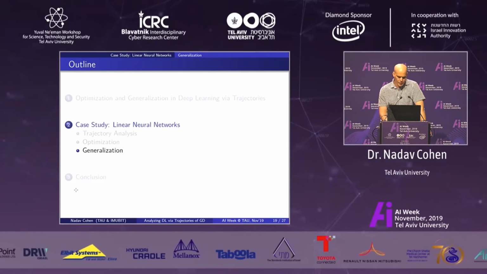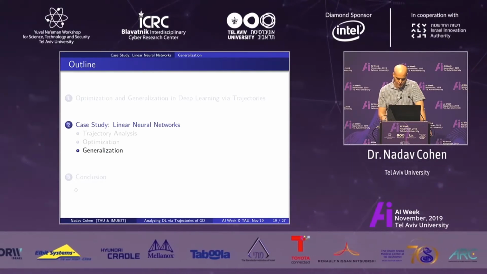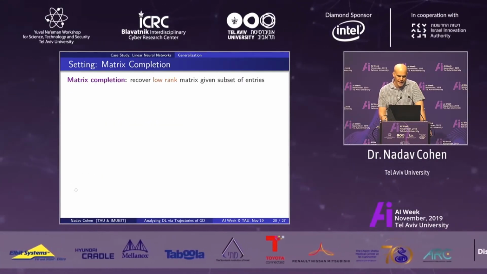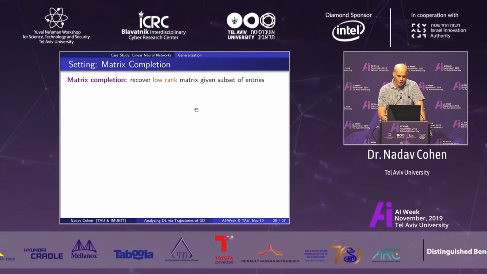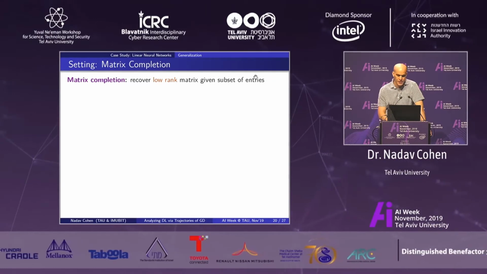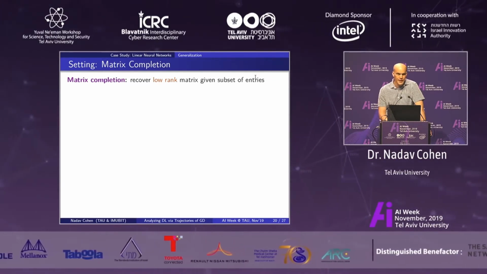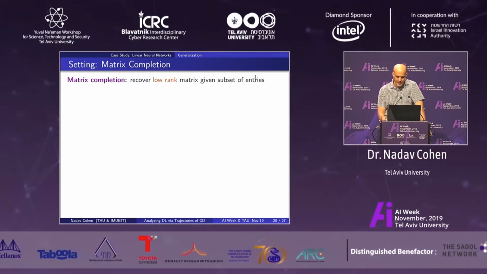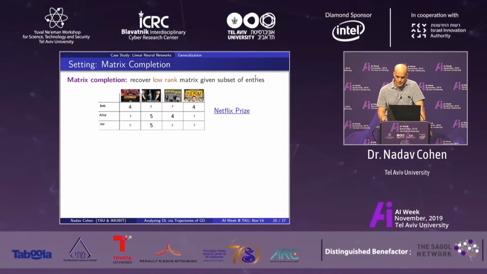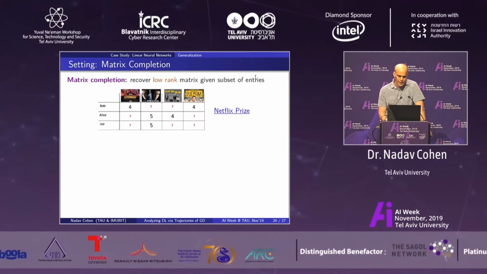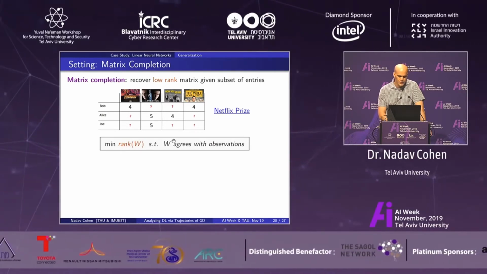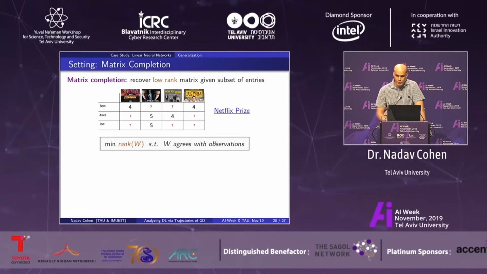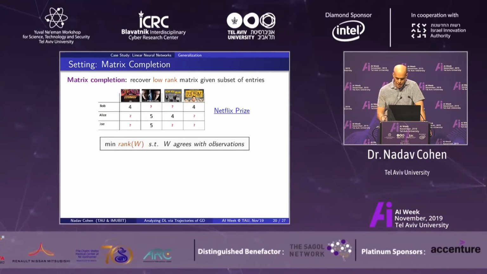So the setting that we look at here is one where generalization carries a very concrete meaning, and that is matrix completion. Okay, in matrix completion, our job is to recover a low-rank matrix given some subset of entries. It has a lot of applications in recommender systems, things like that. For example, the Netflix prize. And formally, what we're trying to do is find a matrix that has minimal rank subject to it agreeing with the observations. That's our objective.